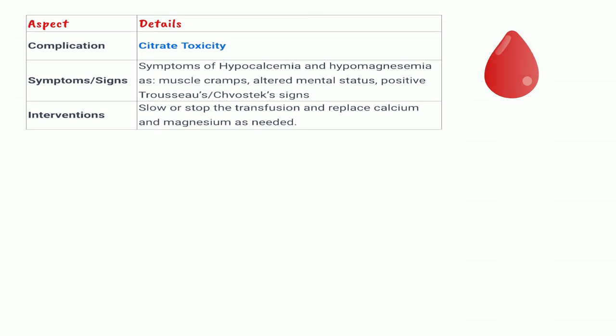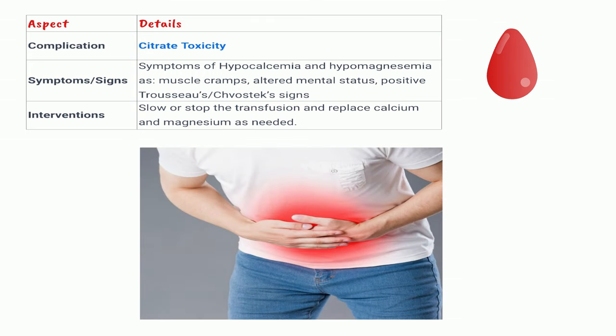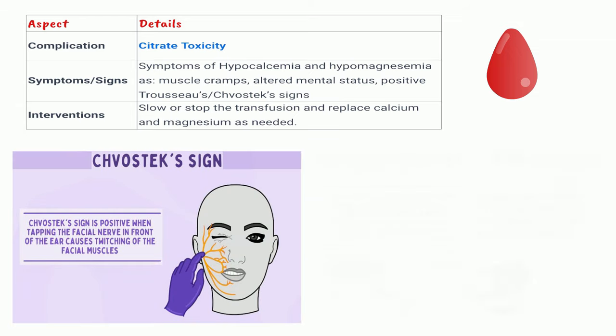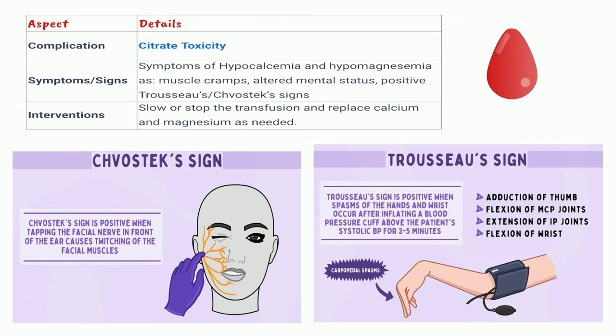Citrate toxicity, often a result of rapid transfusion, leads to hypocalcemia and hypomagnesemia. Key signs: muscle cramps, altered mental status, and positive Trousseau and Chvostek signs. Slow or stop the transfusion and replace calcium and magnesium as needed.